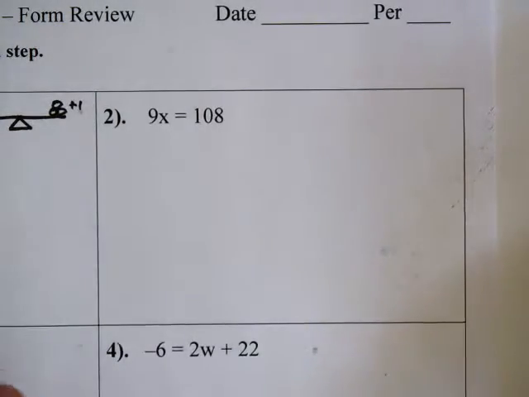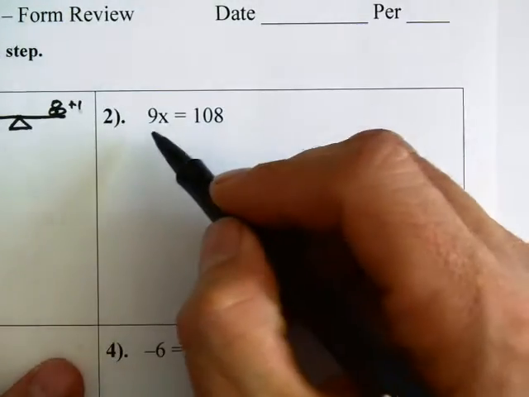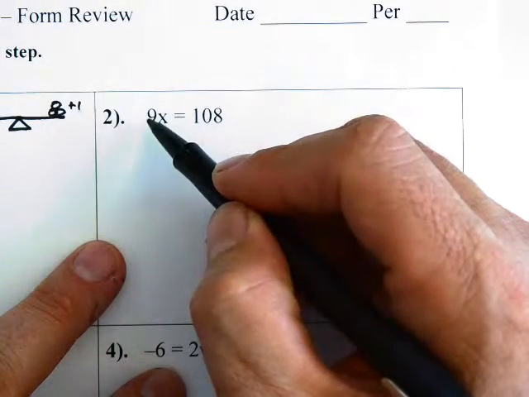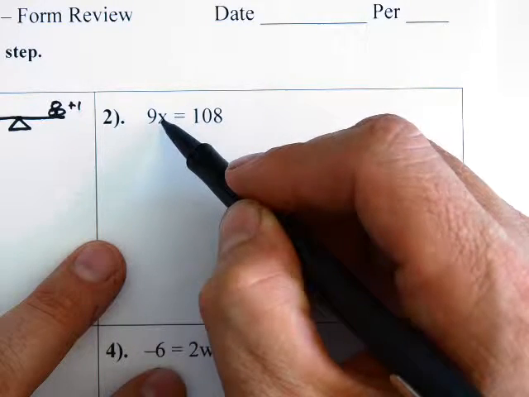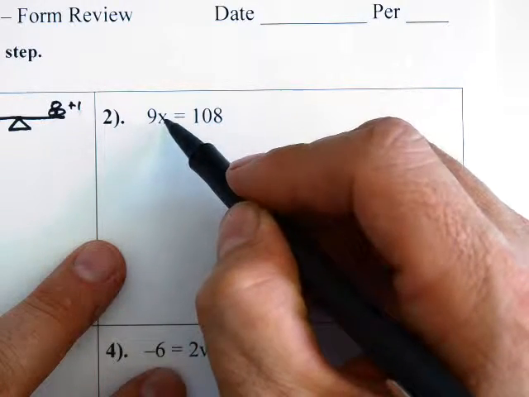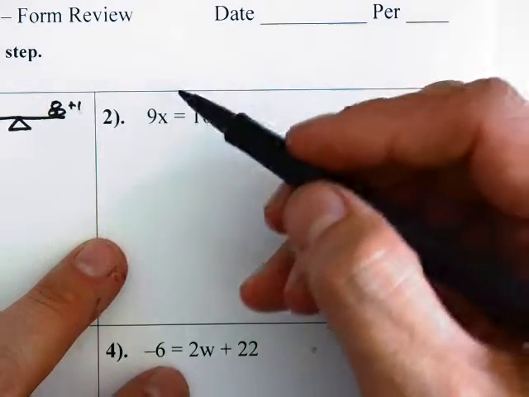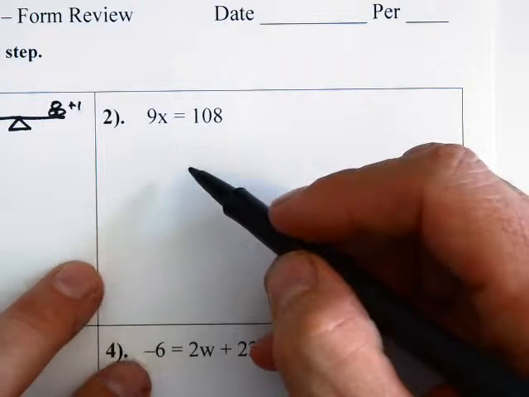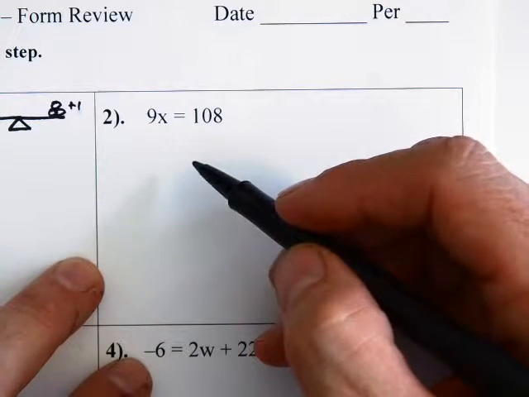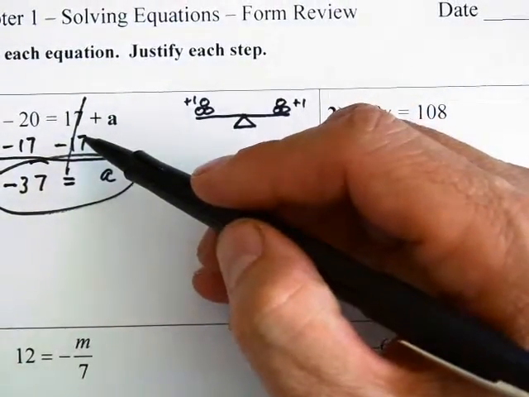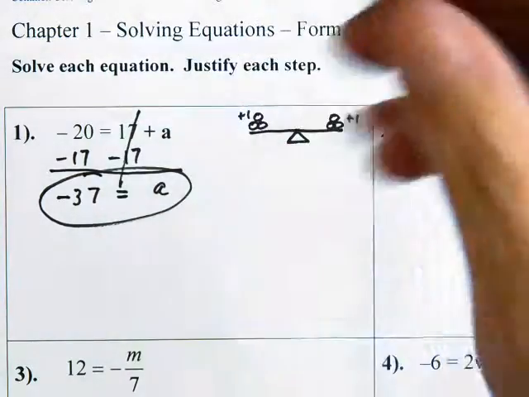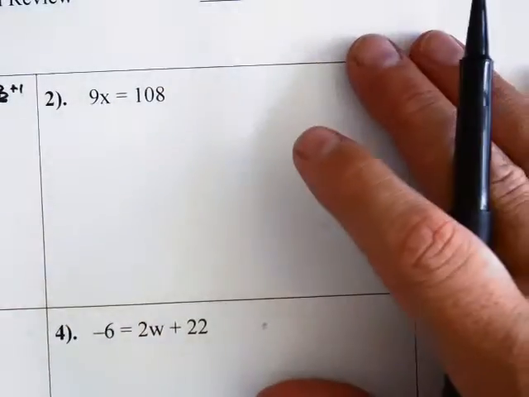Number 2, 9x equals 108. So this time, you'll notice it says 9x. Now what you've been taught, hopefully, is that when you see a number next to a variable, or a coefficient in a variable, that means multiplication. And we always have to perform the inverse operation, the operation that will peel away the numbers from the variable. So like over here, when we did this, I had 17 being added to a, so I subtracted, because that's the inverse. That's the additive inverse.